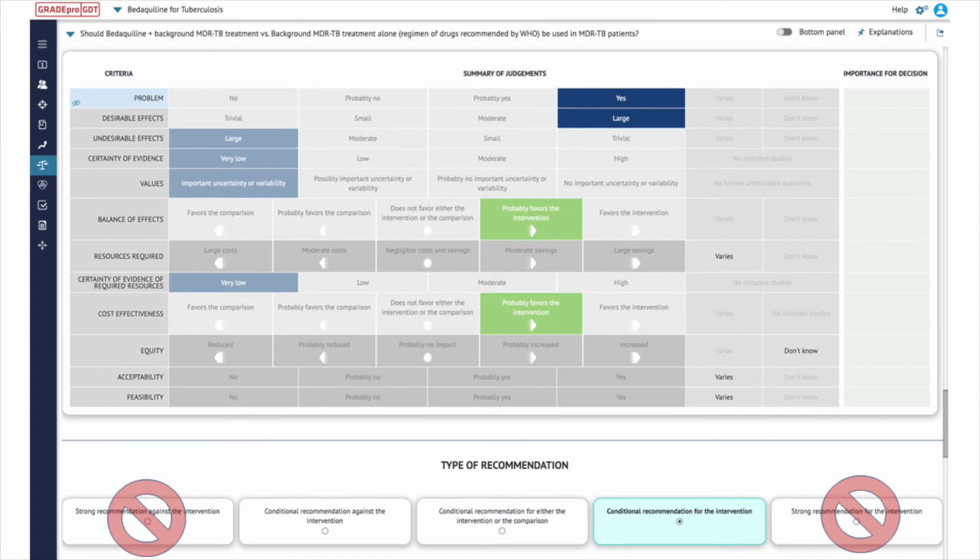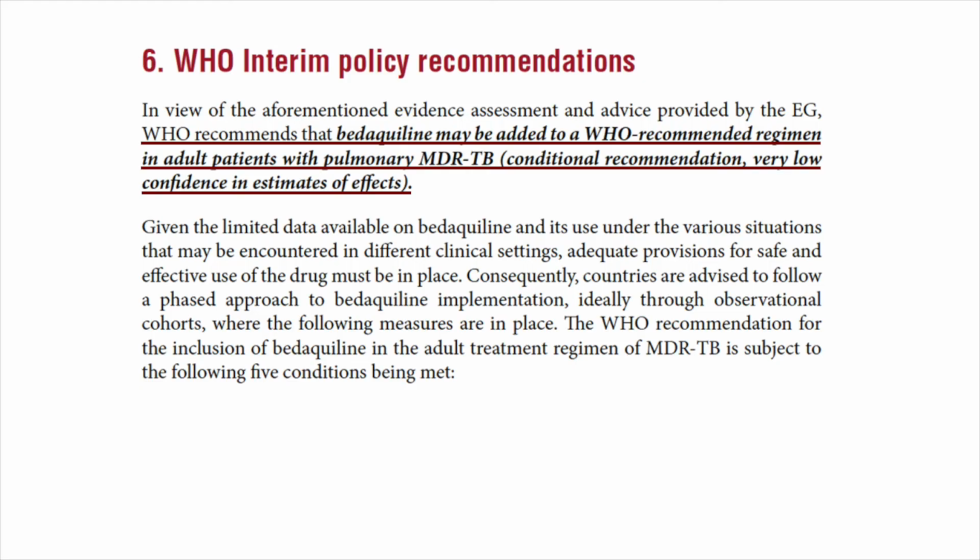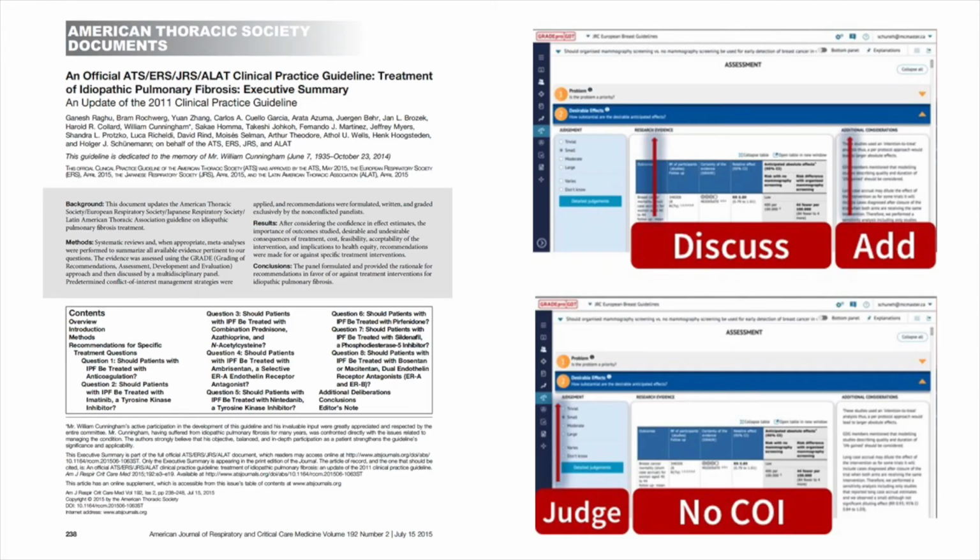So a very quick example: if you have a situation like this, where the balance is not clear, you typically should make a conditional recommendation, and that would be framed by a guideline panel, indeed, with underlining the conditional recommendation and the very low confidence in the estimate of the effect. I'll give you another example.